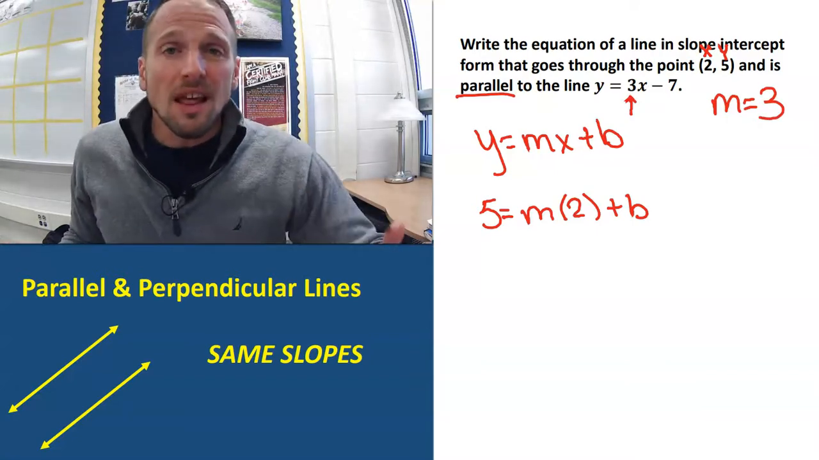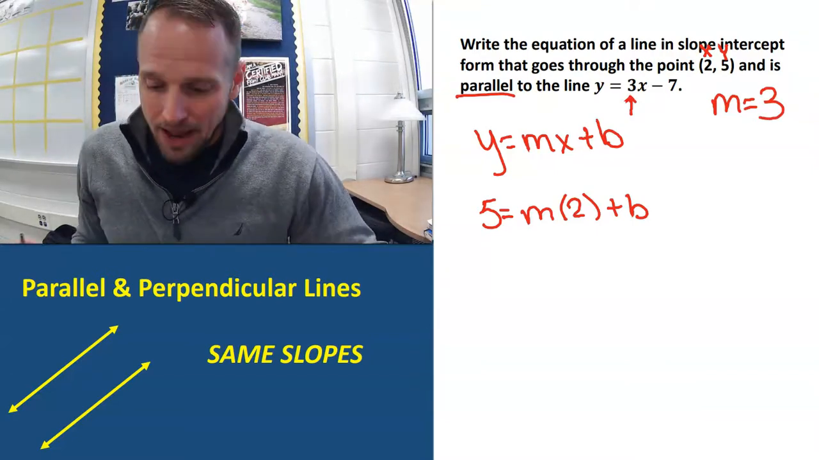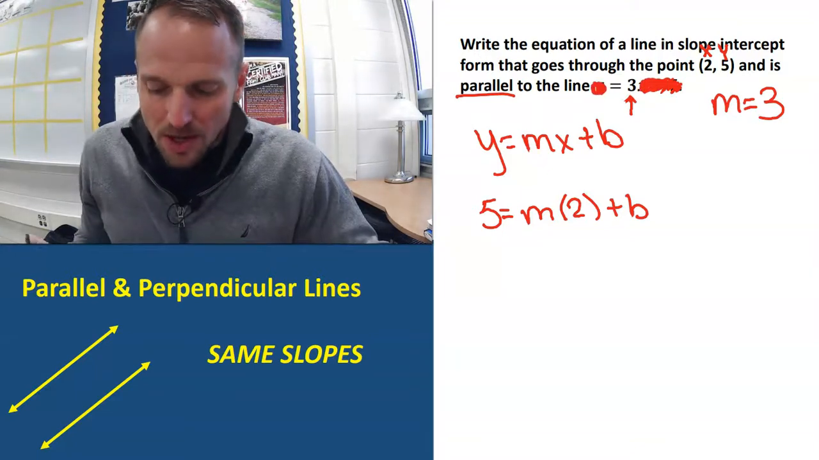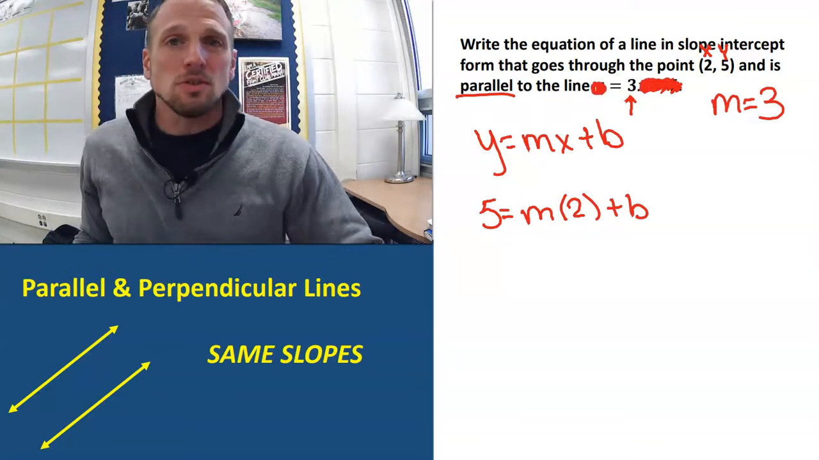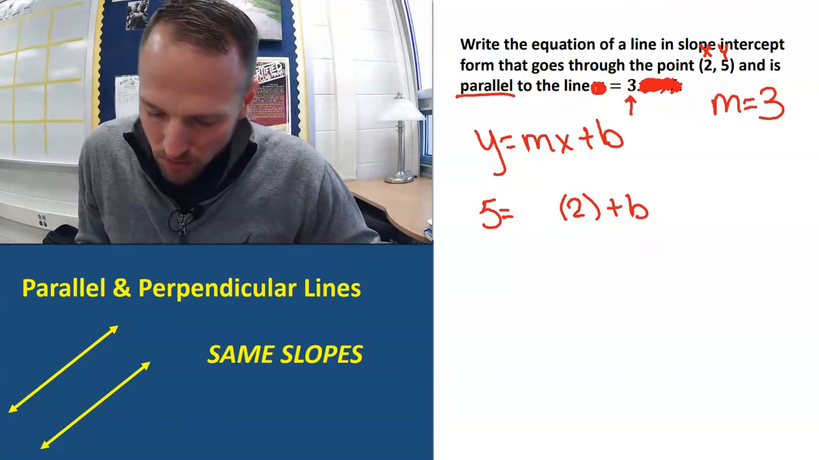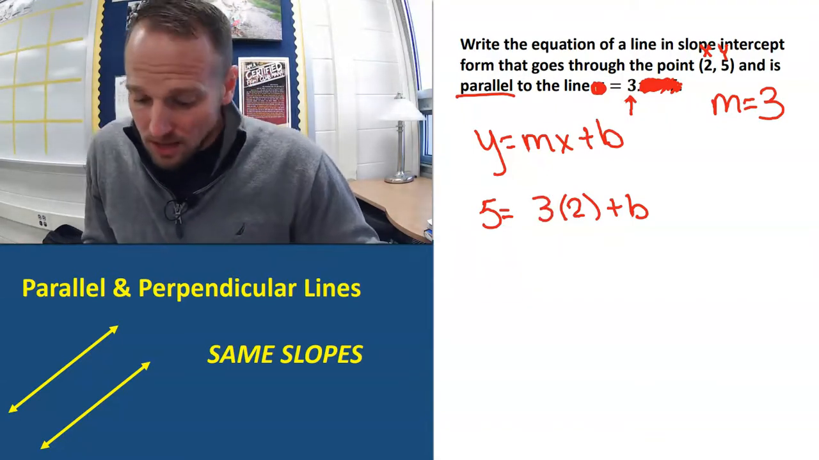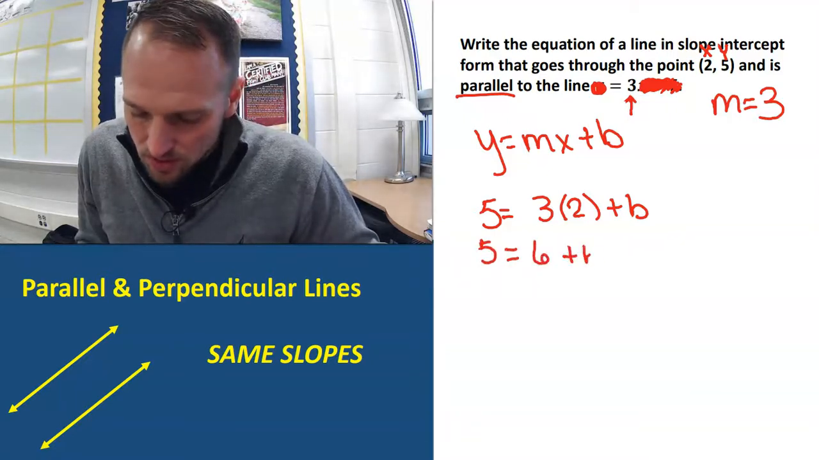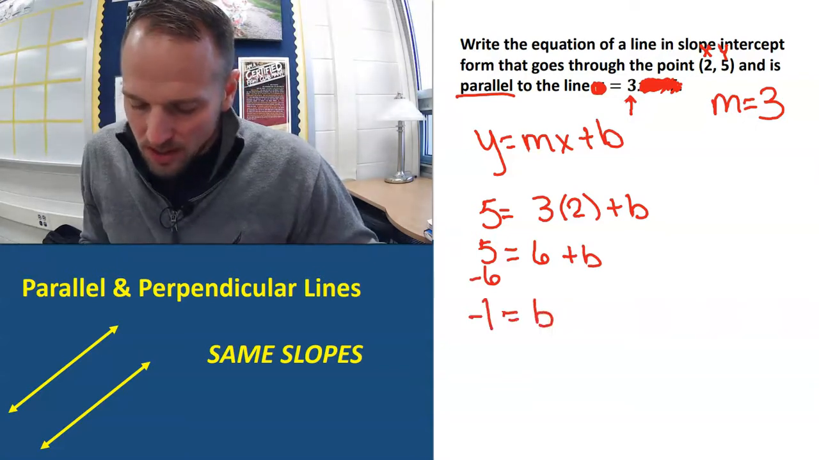Now, nothing else in that equation matters. This minus 7, it doesn't matter if that's a minus 7 or a plus 23.8. That x is not coming with us, and that y is not coming with us. The only thing that matters is the 3. So our m is 3, so let's put in 3 for m and let's solve this. 3 times 2 is 6. So subtract the 6 over, and we get negative 1 is equal to b.